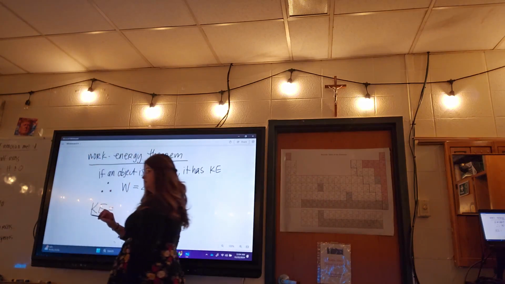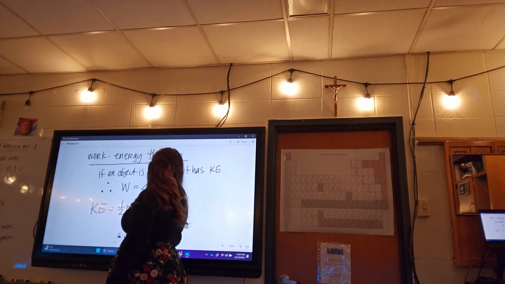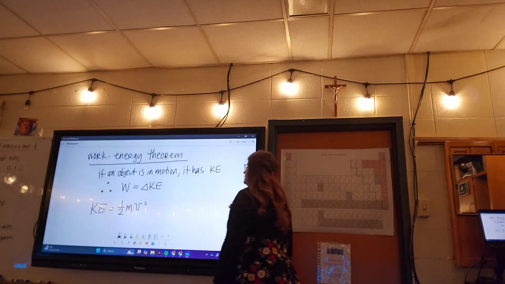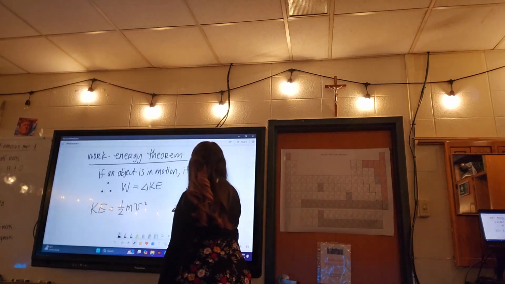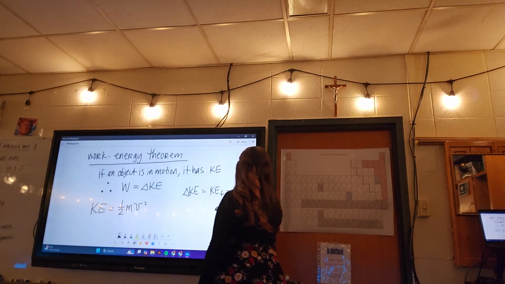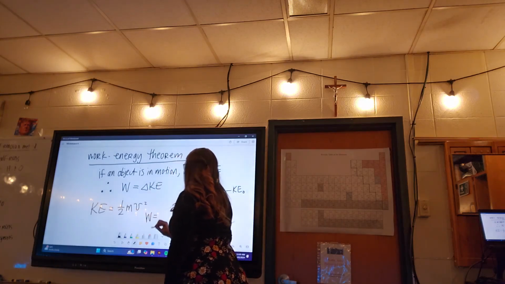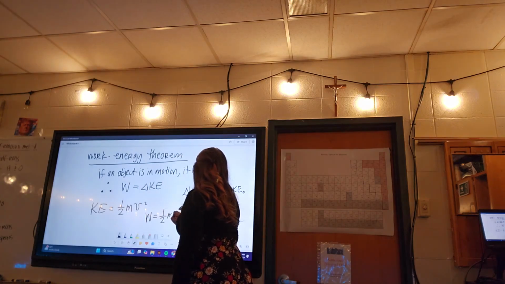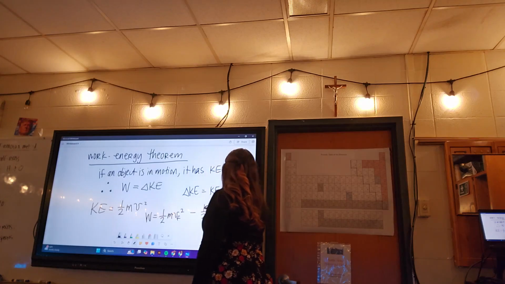Those of you who had physics last year maybe know what the formula for kinetic energy is. Do you remember? 1/2 m, so mass, times velocity squared. That's the regular formula for kinetic energy. So, if you're trying to figure out what change in kinetic energy is, that's kinetic energy final minus kinetic energy initial. So, therefore, work is equal to 1/2 m v final squared minus 1/2 m v initial squared.